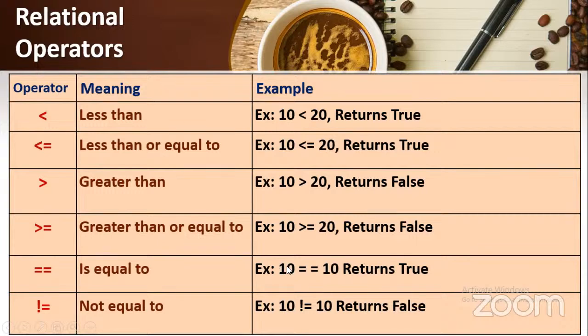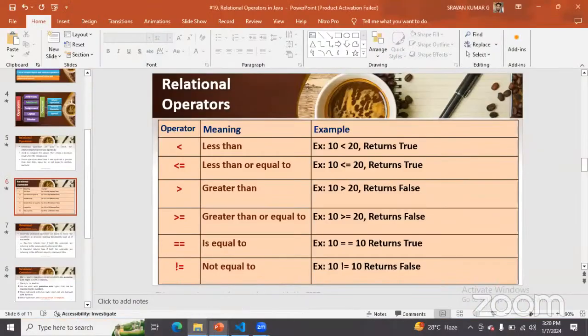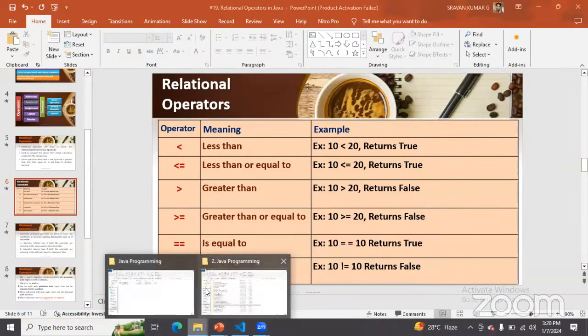We are comparing this value with this one, left value with right hand side value. If these two values are equal, then it returns true. Not equal to is the reverse of is equal to. 10 not equals to 10. In this case, it is false because these two are actually equal. That's why it returns false. Right? This is the list of relational operators. Then let me show you an example program.